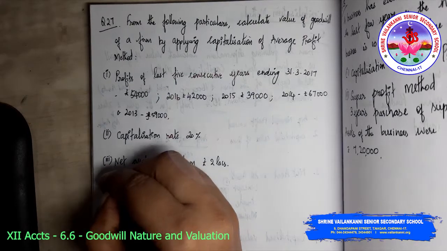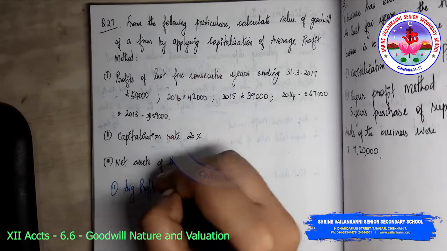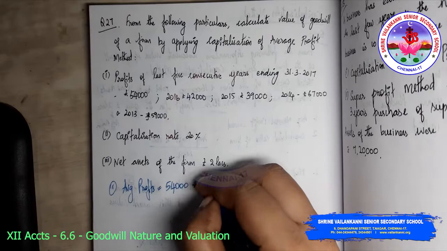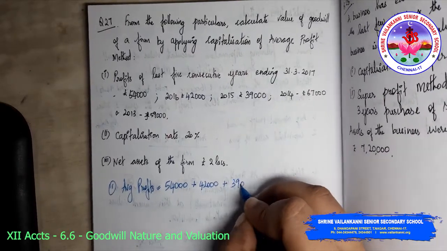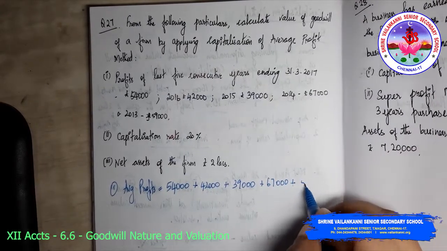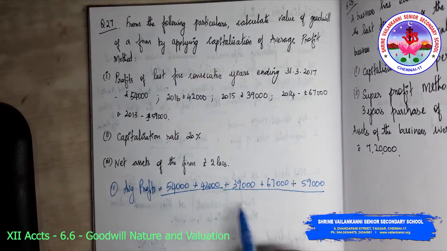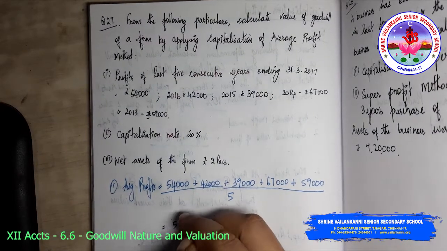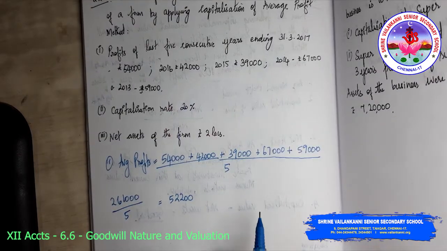So first step we are going to find out the average profits. Average profit is equal to total profits, that is 54,000 plus 42,000 plus 39,000 plus 67,000 plus 59,000 divided by 5. If I am doing this, I am getting 52,200.